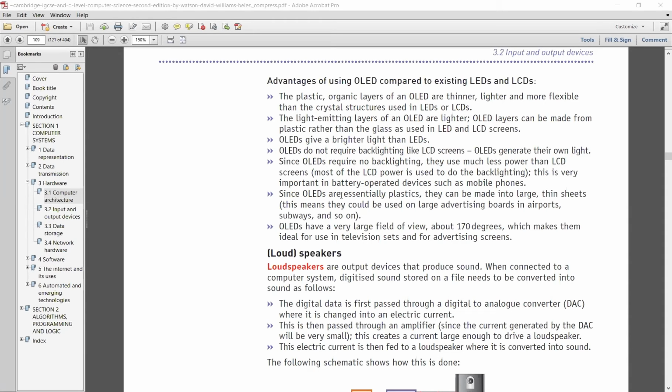They are essentially plastic. They can be made into large, thin sheets. This means they could be used on large advertising boards also. OLEDs have a very large field of view, about 170 degrees, which makes them suitable for use in television sets and for advertising screens. So the latest televisions are definitely dealing with OLEDs as compared to any other thing. So I hope that this is making sense to all of us.